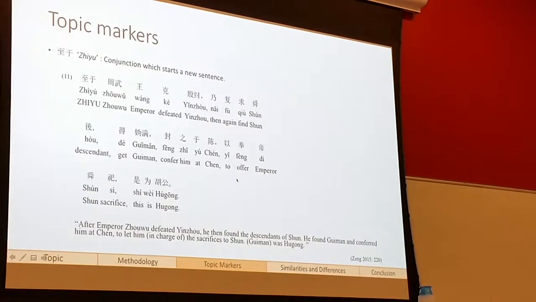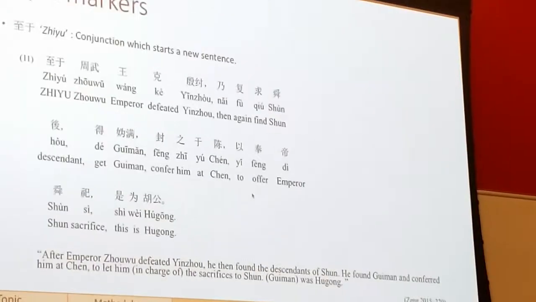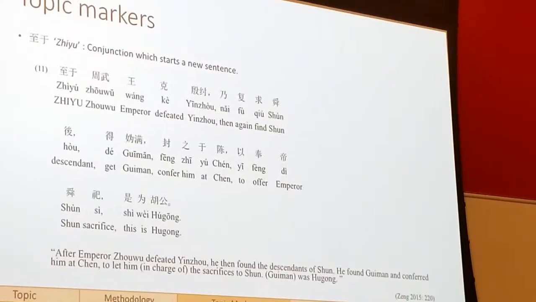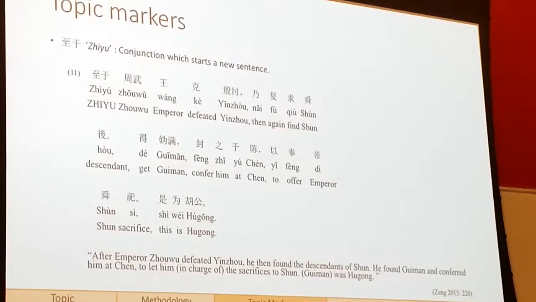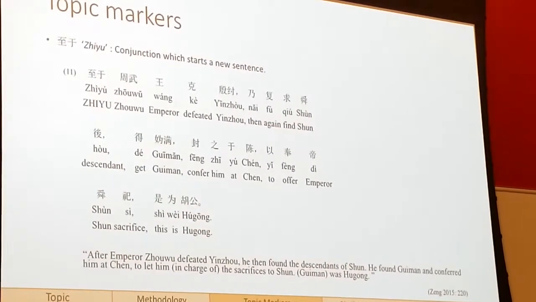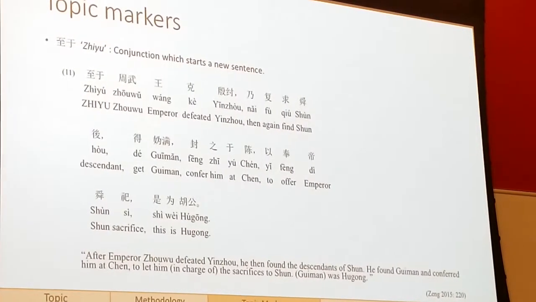So for the third topic marker, 至于, it is a conjunction used to start a new sentence. This is a really simple example, so it's quite like 者也. It is introducing and emphasizing the topic. I'm going to skip it because I don't have time.